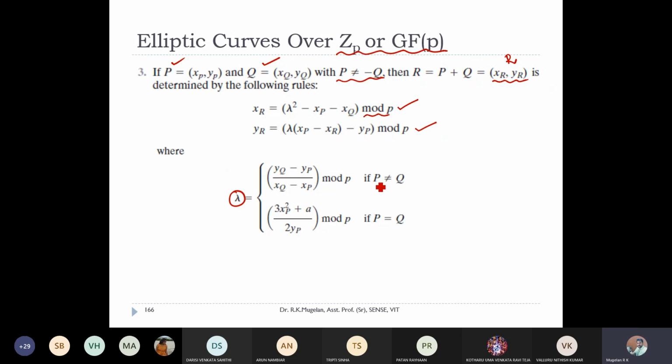If P and Q are 2 different points, this is the expression, the same expression which we used for lambda in real numbers: yq minus yp divided by xq minus xp, modulo p. When P is equal to Q, that is, both are the same point, then I'll be using 3 xp square plus a divided by 2 yp, that is, one single point, to compute the lambda. Then I'll be substituting the values here. Right, so I want everyone to note down these formulas also. These are nothing but the formulas to compute elliptic curves over ZP or Galois field of P. Kindly note it down. Once noted, kindly raise a hand, guys.